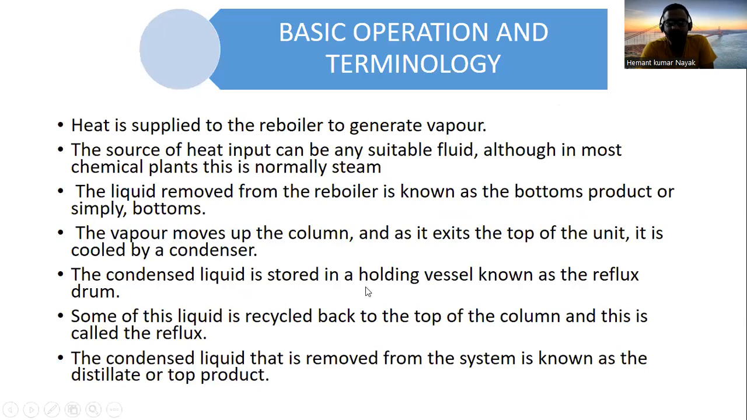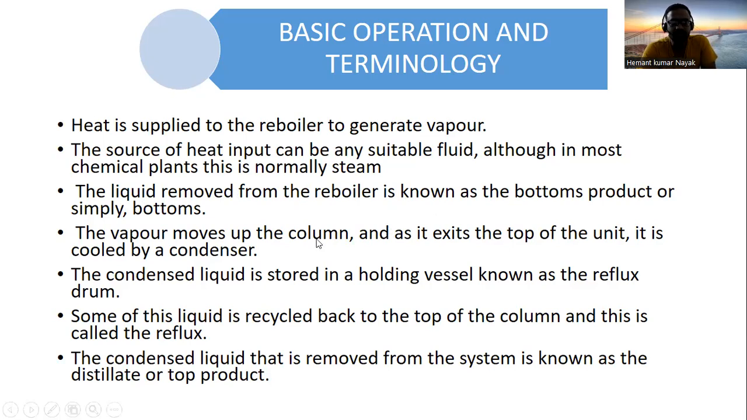So, the basic operation and terminology. What are the terms used in the distillation column? Basically, heat is supplied to the reboiler to generate vapor. So we heat the mixture to vaporize. The source of heat input can be any suitable fluid, although in most chemical plants this is normally steam. And the liquid removed from the reboiler is known as the bottom product, or simply bottoms.